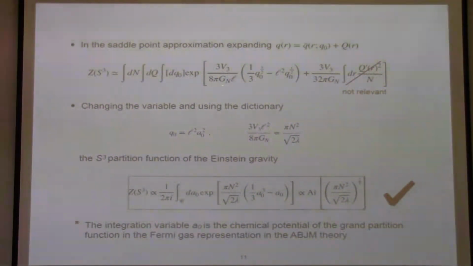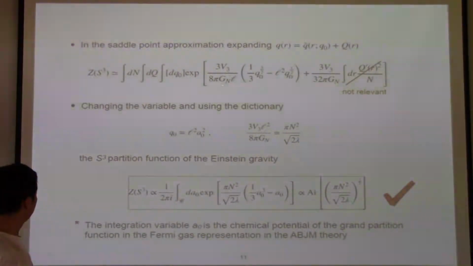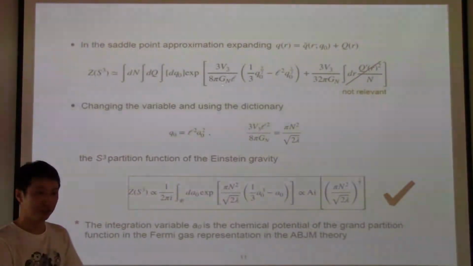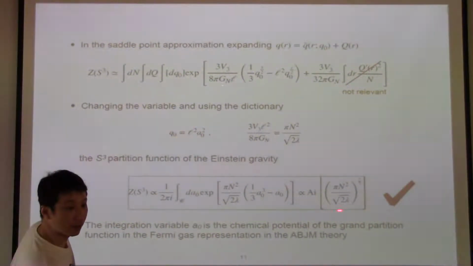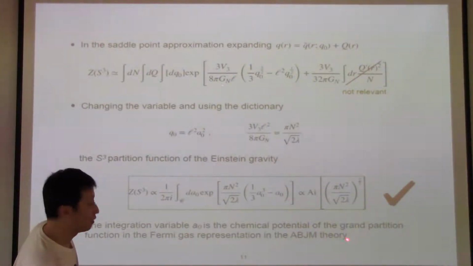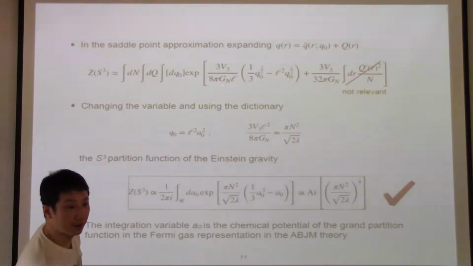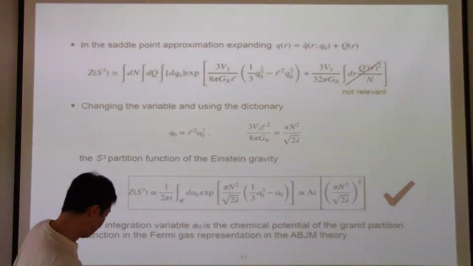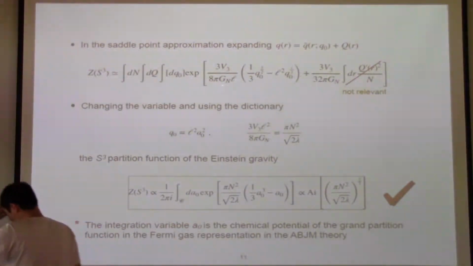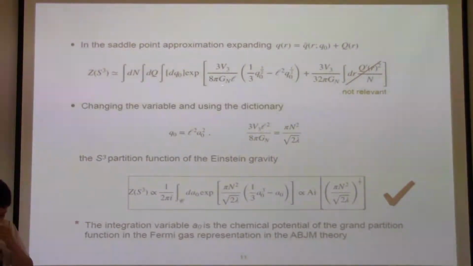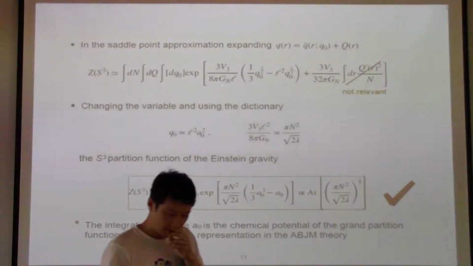Sorry, if you're integrating over A naught, it is imposing a constraint. You just gave us this interpretation that A naught is a chemical potential, and you're integrating over it. Yes, we are integrating over it. A chemical potential, that's just imposing a constraint. That's what it means to have a constraint, right? You take some gauge potential, you integrate over it, and what that does is impose a constraint.